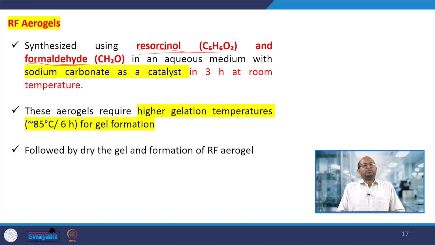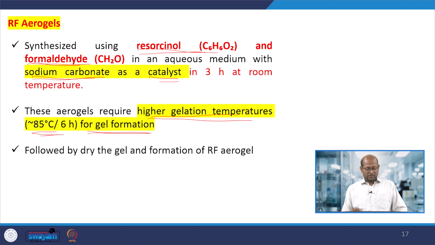And so there we have to use sodium carbonate as a catalyst for 3 hours at room temperature while mixing, and the reaction goes on, and then gradually the gel formation takes place. For gelation, we have to use approximately 85 degrees centigrade for 6 hours, a long period of time. So you have to use that for mixing and the formation of the gels.